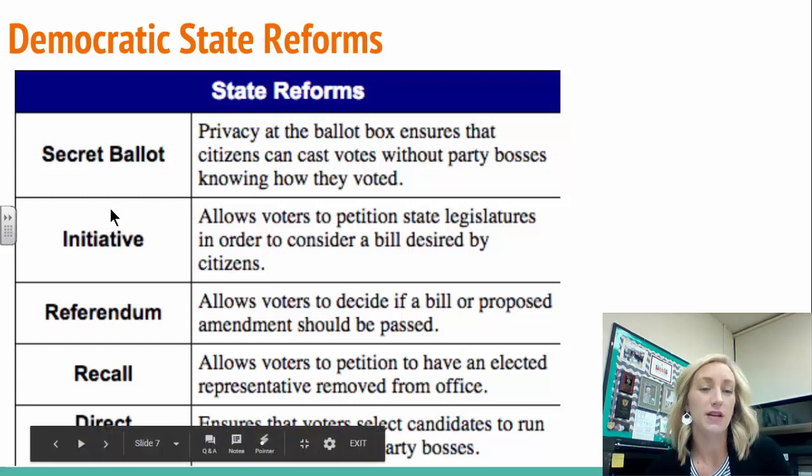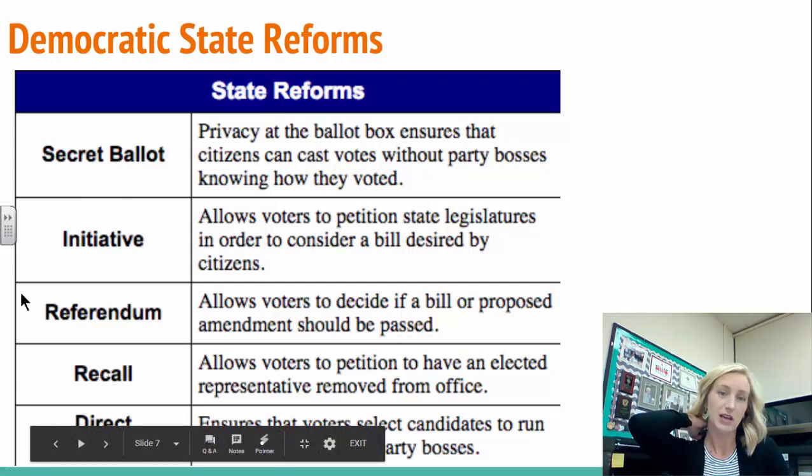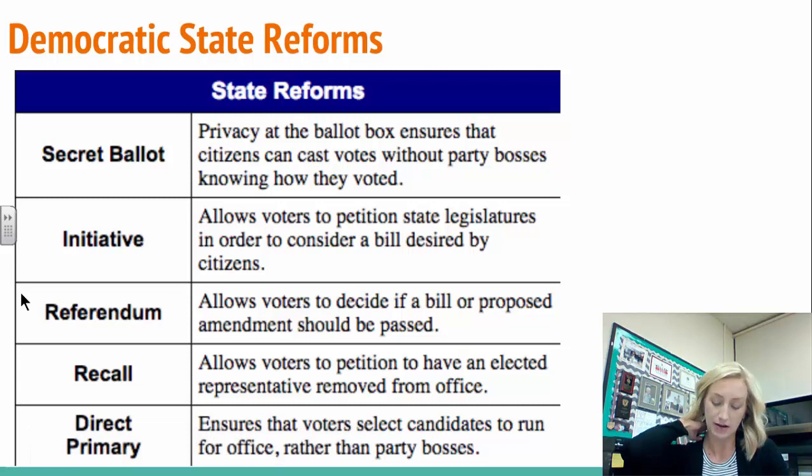Then we have this idea of initiative. So it allows voters to petition state legislatures in order to consider a bill desired by citizens. So an example in the state of Ohio recently was when a bunch of voters petitioned, they got a bunch of signatures to get a bill considered for the legalization of marijuana in the state of Ohio.